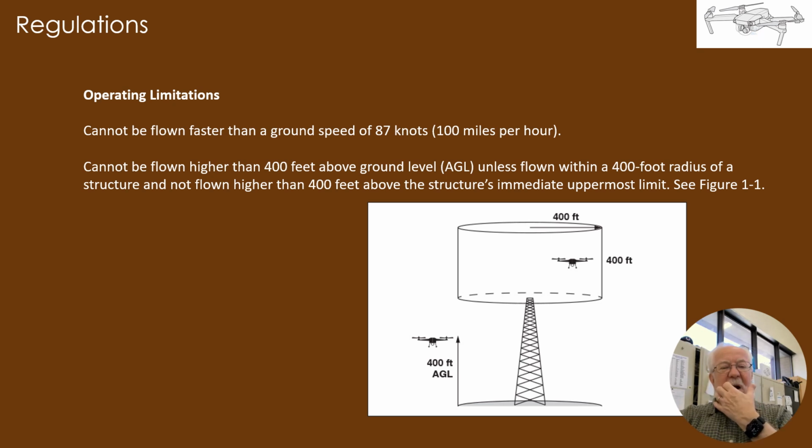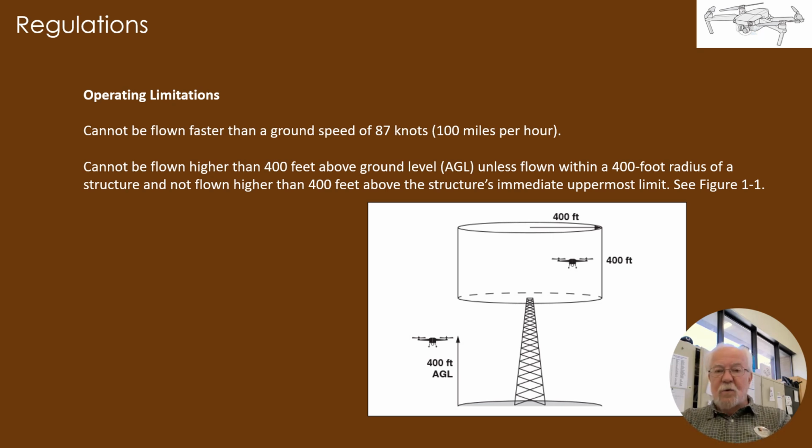Other really basic things you need to memorize. You can't fly faster than 87 knots or 100 miles an hour. They're both the same thing: 87 knots is 100 miles an hour, but you need to know both. There are questions that ask how fast you can go, and one of the answers will be 87 knots. Well, that's the correct answer. Or 100 miles an hour.